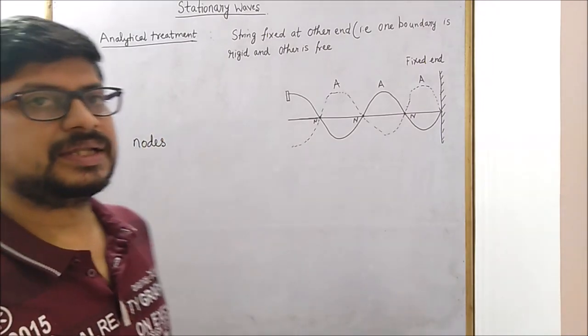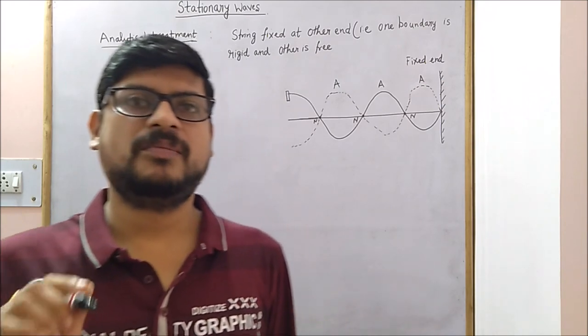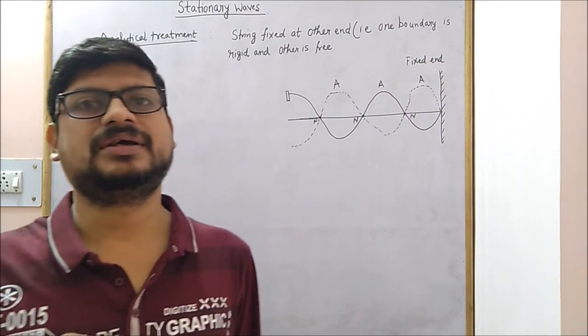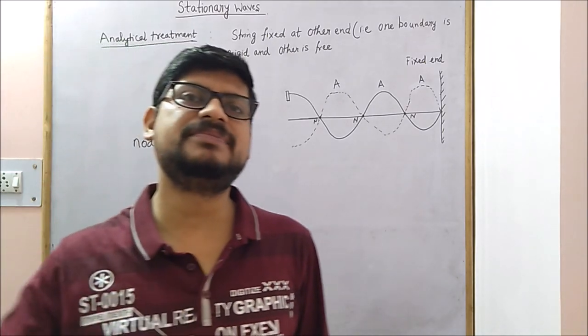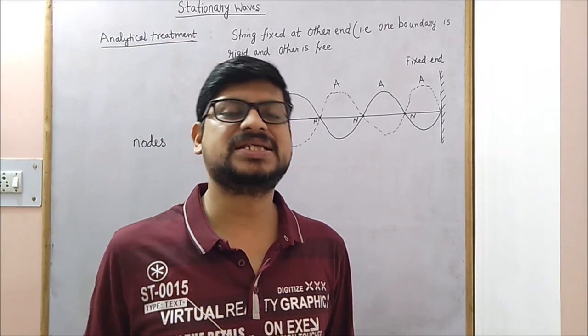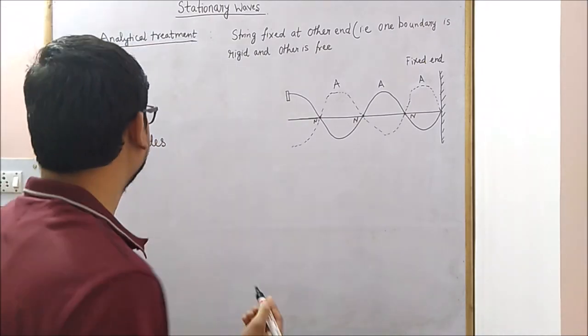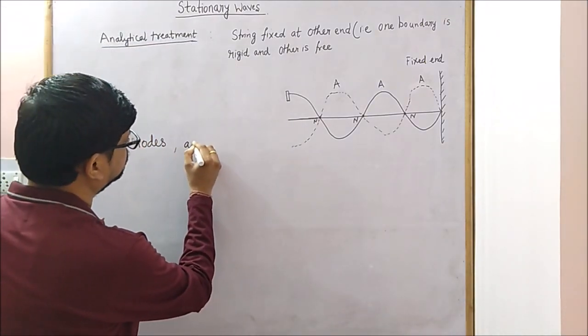And there are points or there are particles which are having the highest or the maximum displacement and maximum velocities. These points are called antinodes.